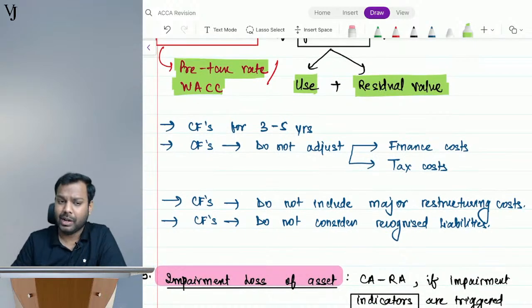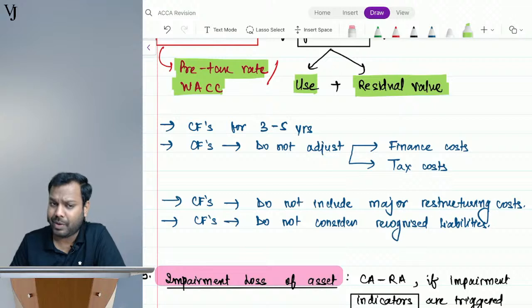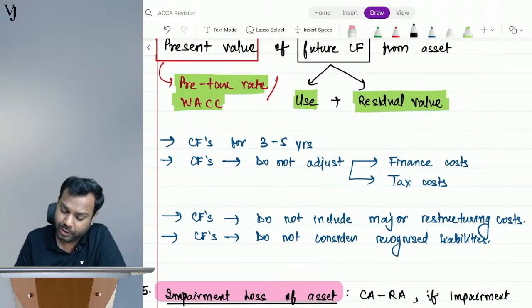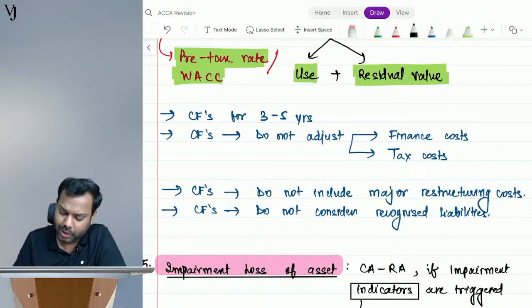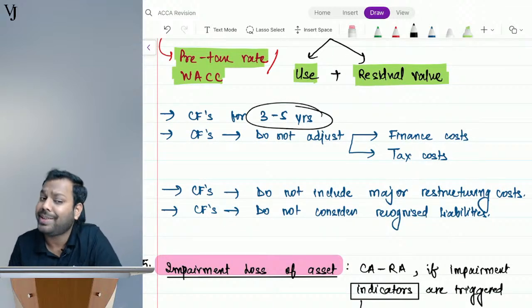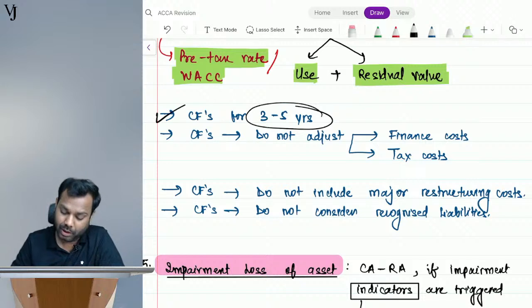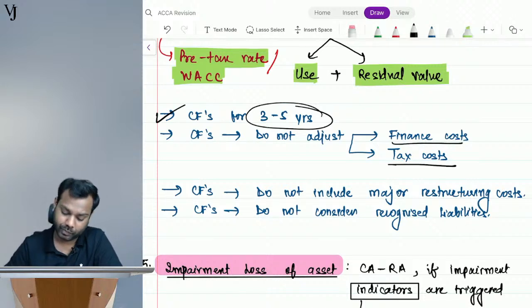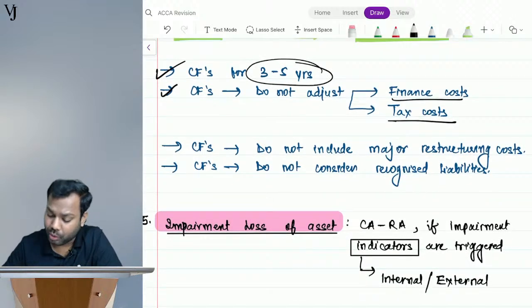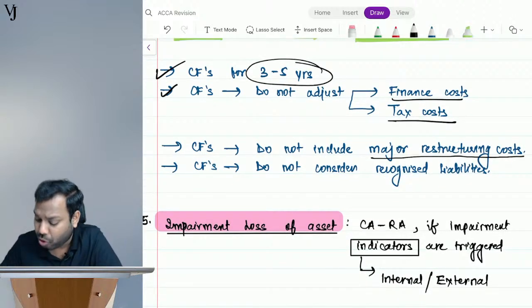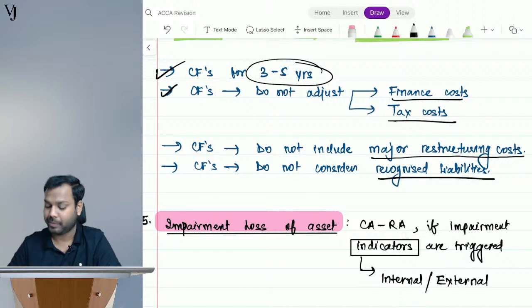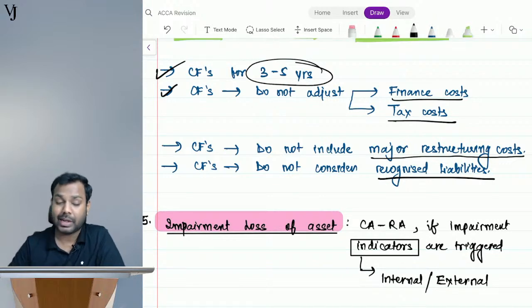Now understand, a few guidance points given by the standard. Cash flows for the future cash flows will be taken only for 3 to 5 years. You can take more if it is justified. In the cash flows, do not adjust finance costs or tax costs. Do not include any major restructuring costs, and do not consider any recognized liabilities. Just keep in mind these things.